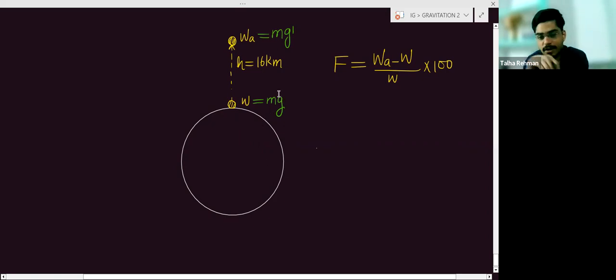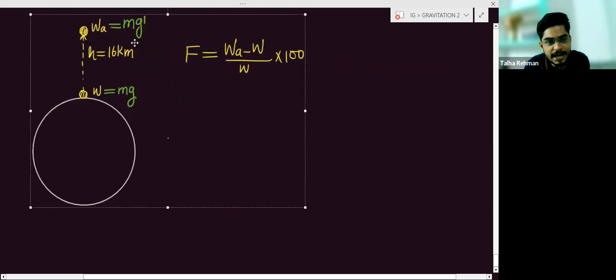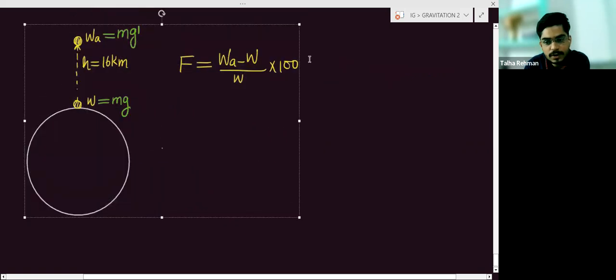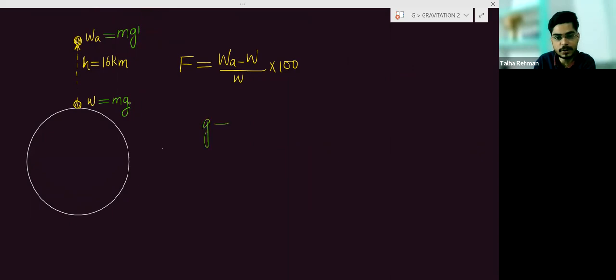So first we will calculate the g value on the surface, and then we will calculate the g value at this location. I told you the formula of acceleration due to gravity on the surface of the Earth. g on the surface of the Earth will be, radius of the Earth is given, mass of the Earth is this, GM by R square.